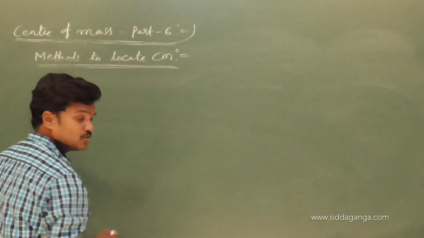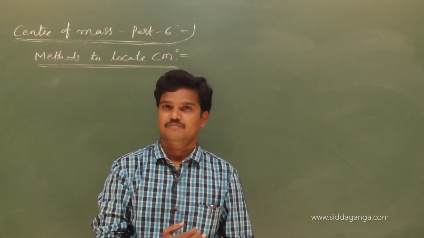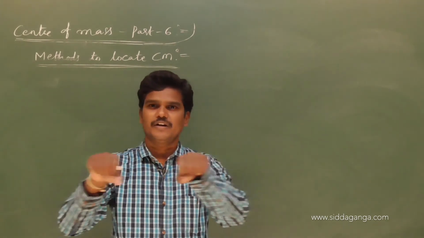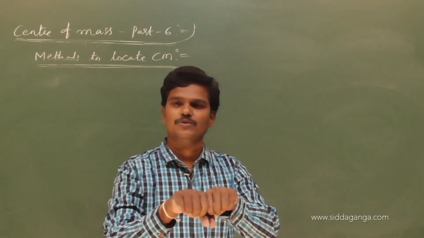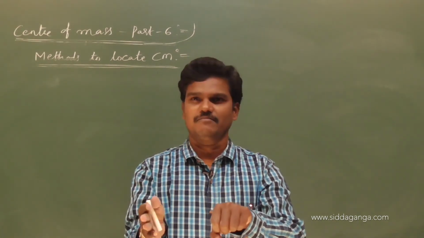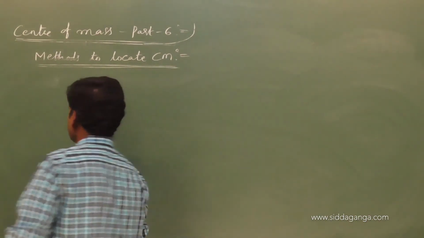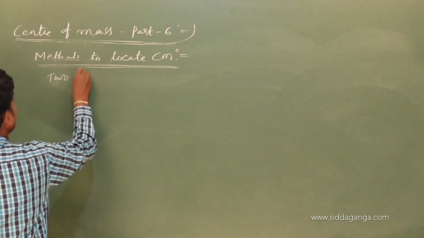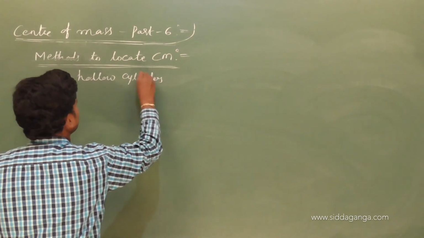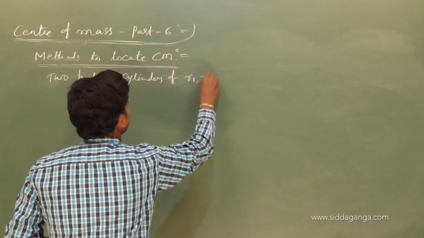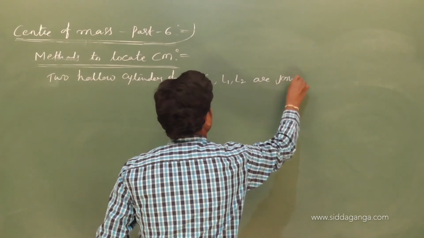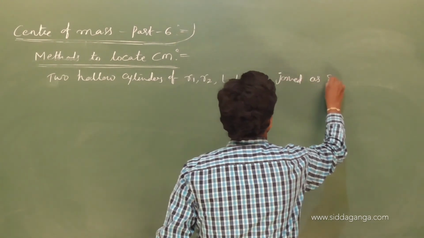See, they have given two hollow cylinders whose radii are R1 and R2. Lengths are given, L1 and L2. They are joined end to end. Now our target is to find the center of mass of that system from the center of the first cylinder or from the center of the second cylinder. Let me write here: two hollow cylinders of radii R1, R2, lengths L1, L2 are joined as shown in the figure.